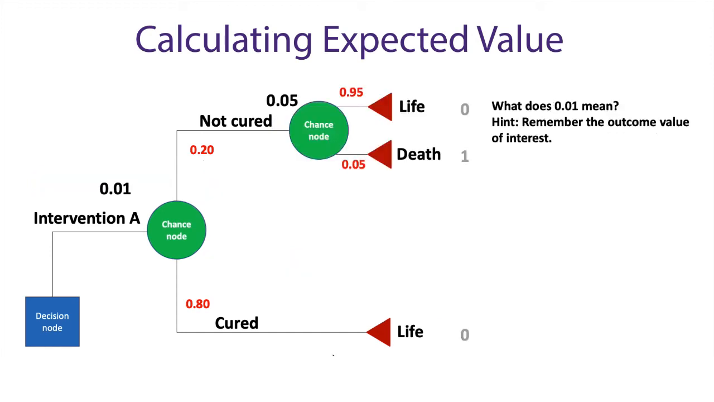So what does this 0.01 mean? Hint, remember our outcome of interest. I'll give you a few seconds to think about it. So, since our observation or our outcome of interest is death, this tells us that 1% or 1 out of 100 people will die from this intervention.